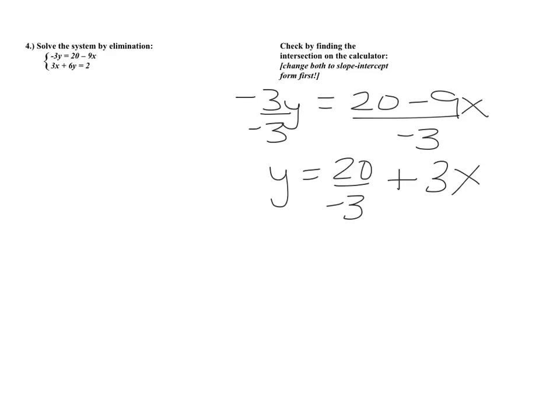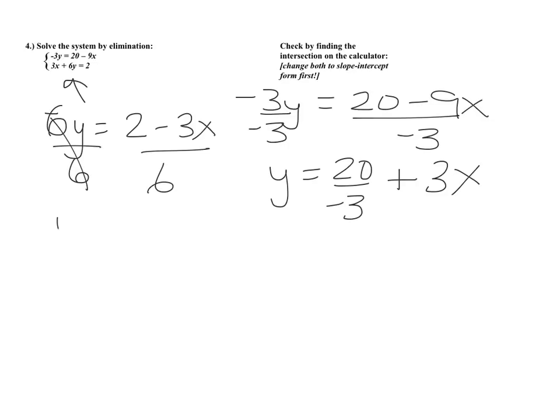The next one, I'm going to just go ahead and do up here. I'm going to subtract 3x from both sides. So that's going to leave me with 6y equals 2 minus 3x. Then I'm going to divide everything by 6. And then I'm going to get y equals, well, 2 over 6 reduces to 1/3, and -3 over 6 is -1/2 x.